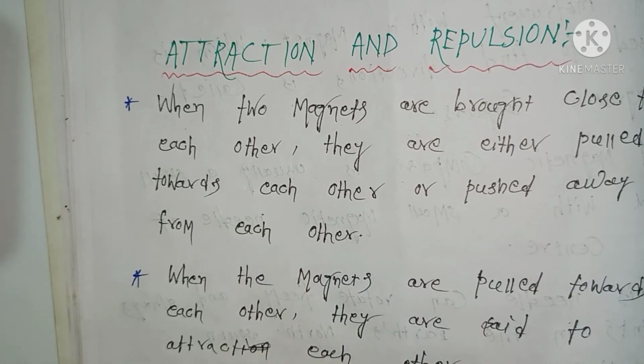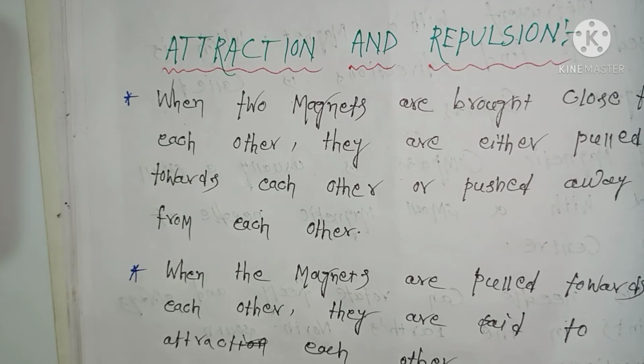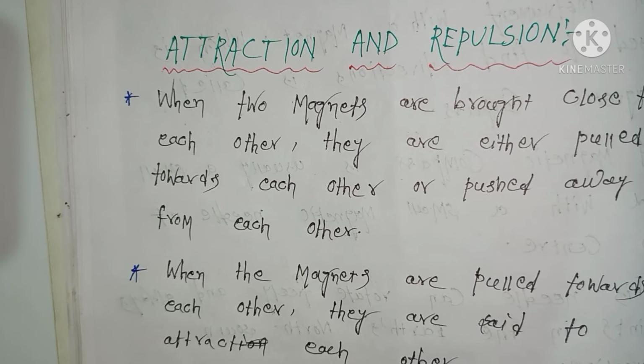Whenever any two magnets come close to each other, they will show two things: one, they may pull, or otherwise they may push. Whenever the magnets are pulled towards each other, they are said to attract each other. Pull toward means one magnet will attract the other, and it shows attraction in nature.